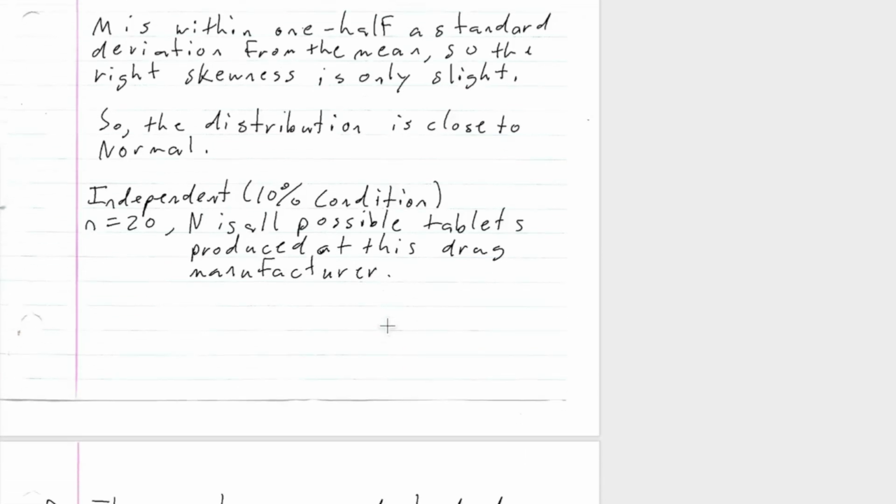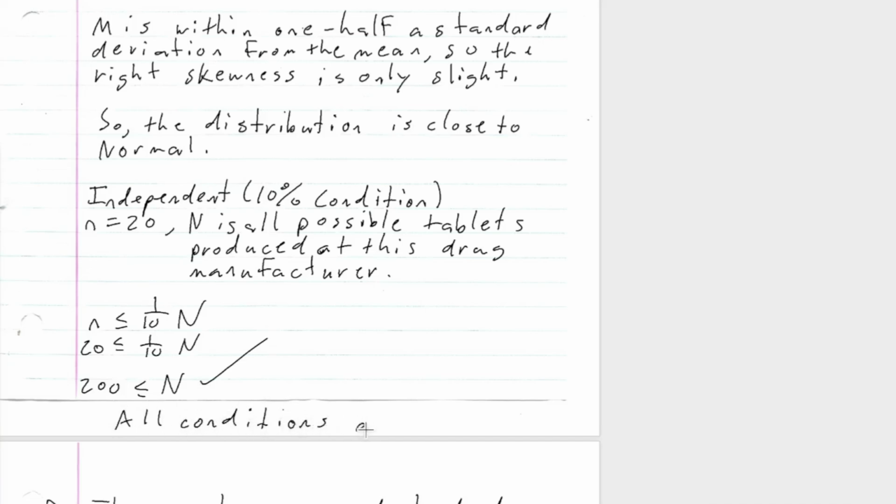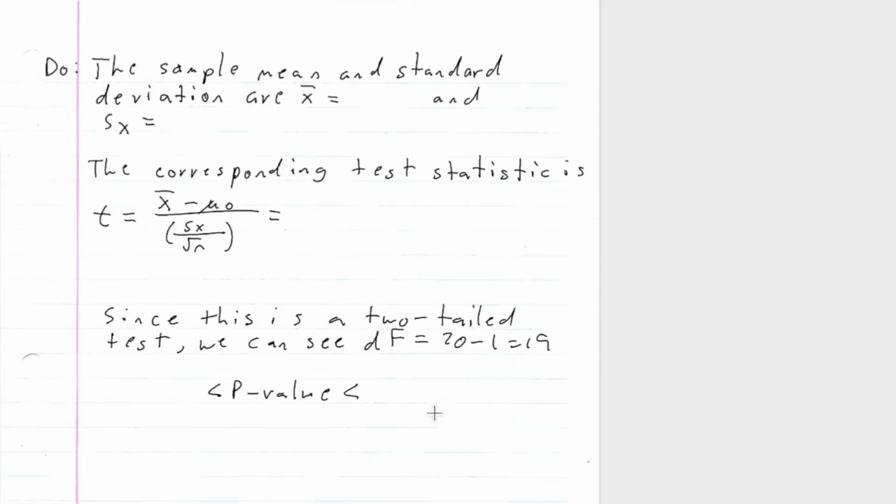All right. So clearly we have our inequality: n is less than or equal to 1/10 of big N. That means 20 is less than or equal to 1/10 of N. And surely 200 is less than or equal to the number of tablets produced at this drug manufacturer, which is bigger than or equal to 200. So that means all conditions are met. So now we can do our test statistic.